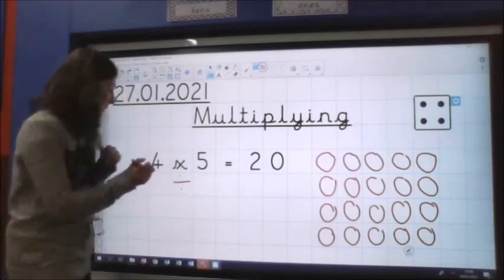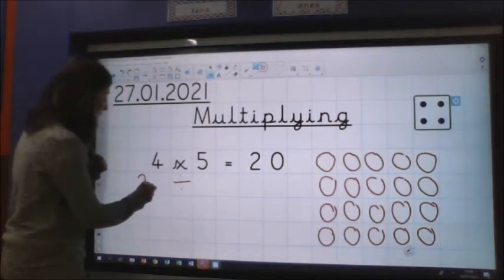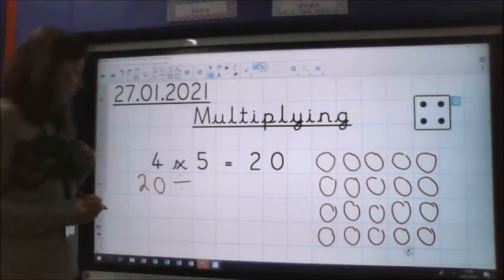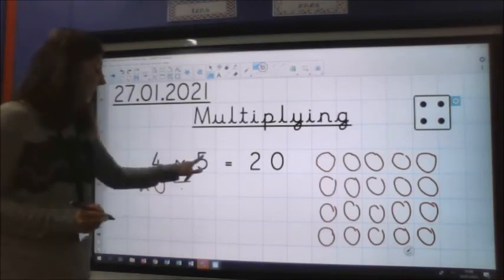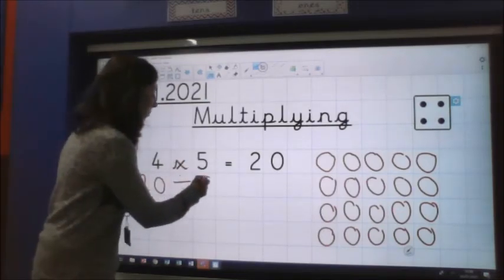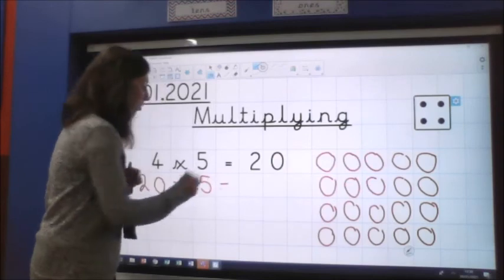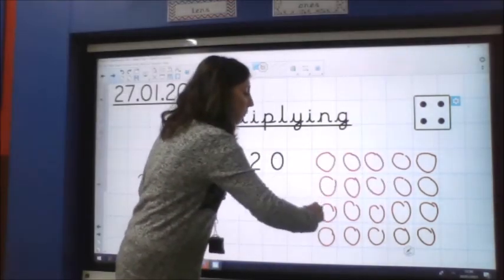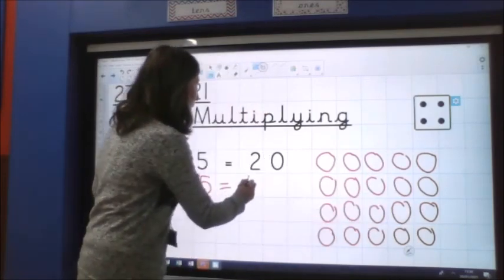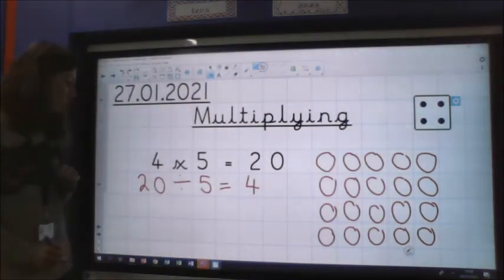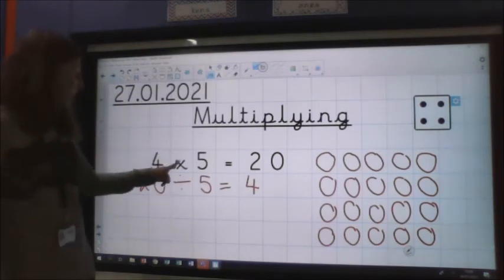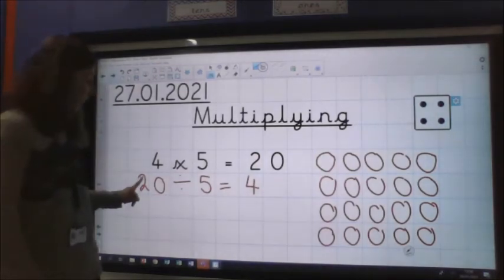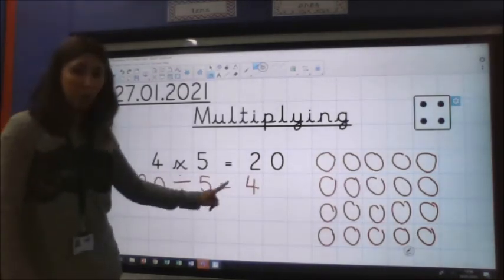So we start with how many we've got all together. We start with 20 this time, because 20 is how many we've got all together. And we've split 20 into groups of 5. So all together, we've got 1 group of 5, 2 groups of 5, 3 and 4. 4 groups of 5. So 4 times 5 equals 20. So 20 divided by 5 would equal 4.